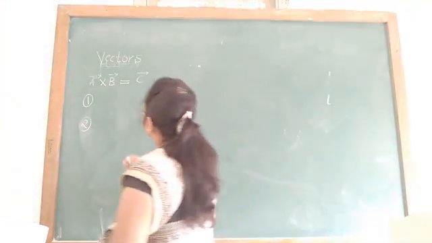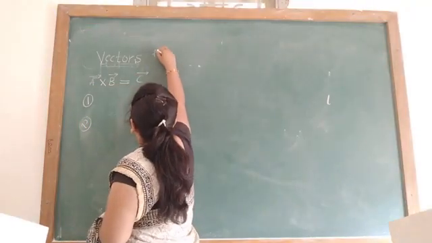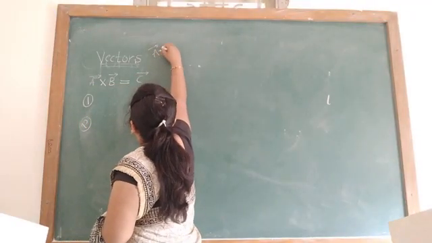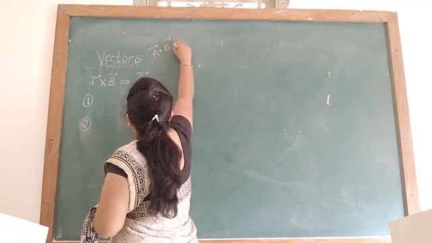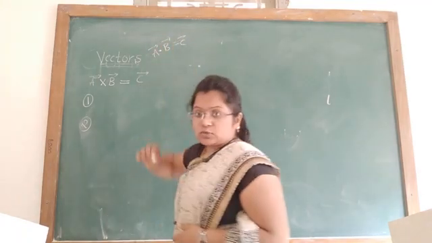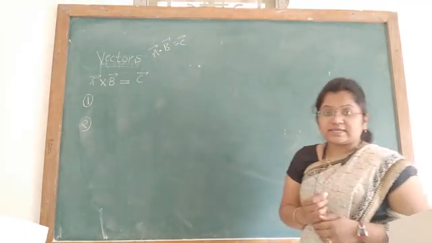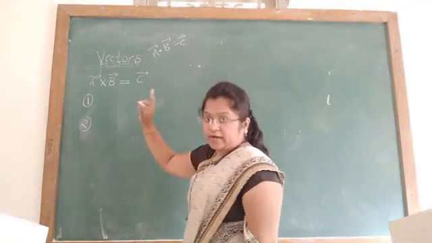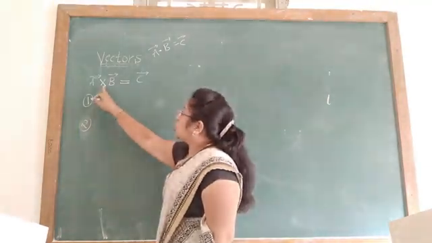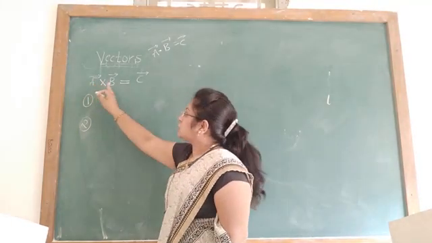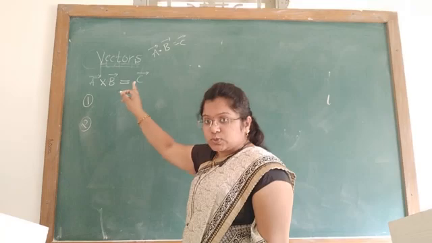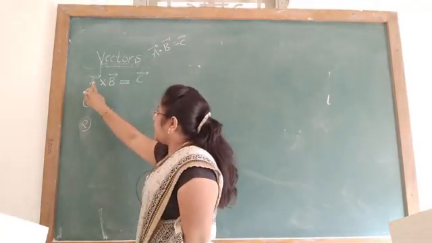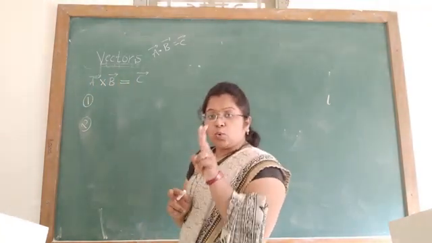Okay, when you consider scalar product, it comes as A dot B equal to C. So scalar product we can call a dot product. But you are studying vector product, so hence it is a cross product. A cross B is equal to C. So here A and B are the two vectors.